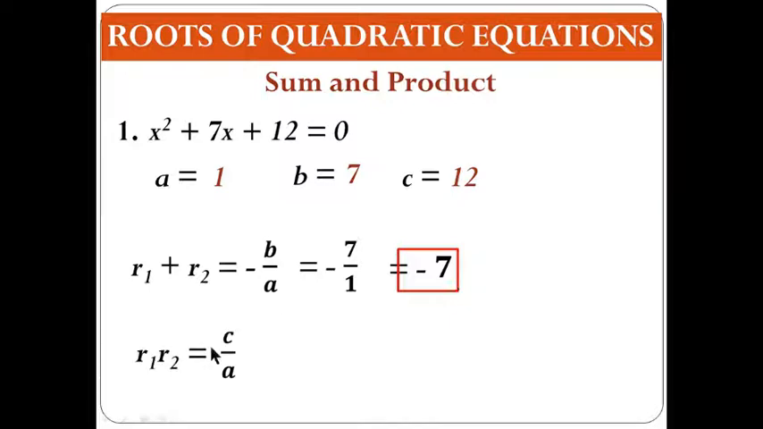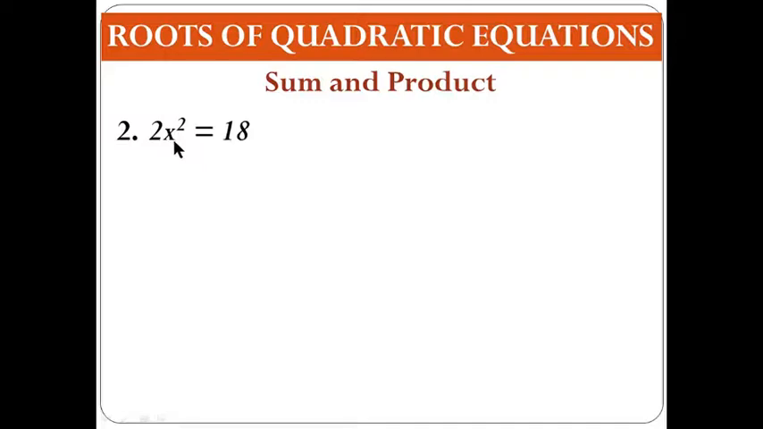For product, substitute the values of c and a. So, c is 12 and a is 1. 12 over 1 or 12. So, the product is 12. So, the sum and product of the given equation, x squared plus 7x plus 12 is equal to 0, are negative 7 and positive 12 respectively.